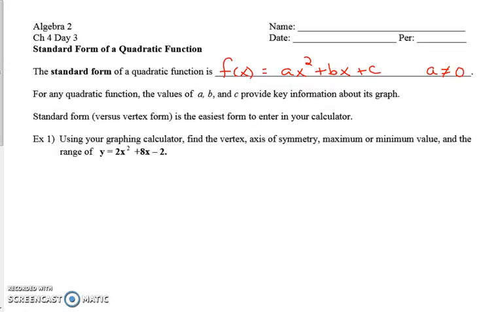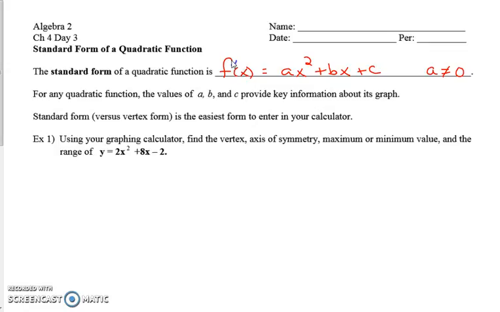Both the a, b, and c provide key information about the graph itself. Remember the other day we used the axis of symmetry formula, x equals negative b over 2a, for the axis of symmetry of a quadratic, and we also looked at the c value for the y-intercept. So now what we're going to do is find the vertex, axis of symmetry, min, max, and range of quadratics, and we're going to look more specifically at the standard form itself. So what I want you to do is work on exercise 1.